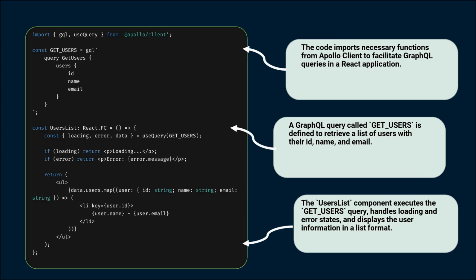The loading property indicates whether the data is currently being fetched, letting us provide user feedback, such as displaying a loading message. If an error occurs during the fetch, the error property provides details, enabling us to handle it gracefully by presenting an error message to the user.